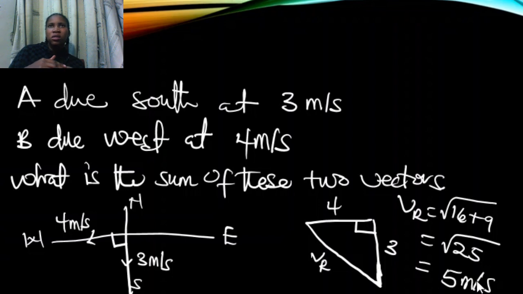So in a scenario where these two vectors are not inclined at an angle of 90 degrees, an angle other than 90 degrees, how would you solve them? We'll look at that in our next video.